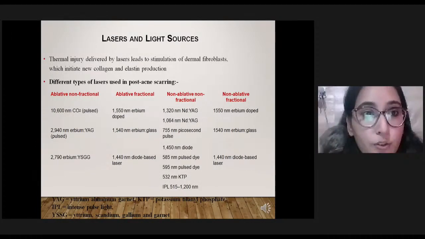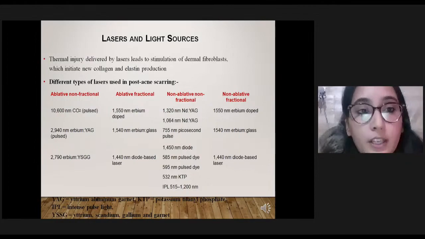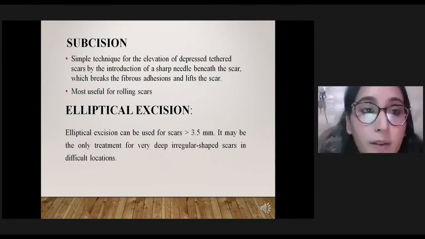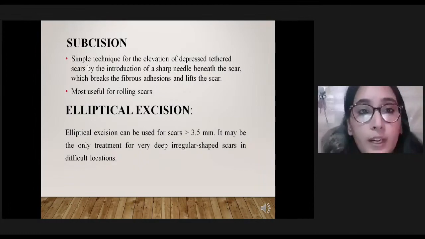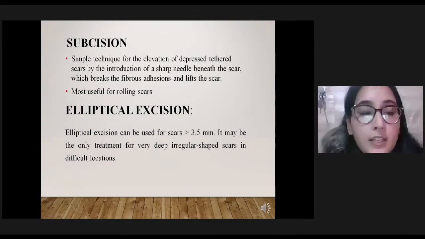Lasers and light sources. Thermal injury delivered by laser leads to stimulation of dermal fibroblasts, which initiate new collagen and elastin production. Different types of lasers used are ablative and non-ablative, which include fractional as well as non-fractional lasers. Subcision is most useful for rolling scars. It is a simple technique for the elevation of depressed tethered scars by the introduction of a sharp needle beneath the scar, which breaks the fibrous adhesions and lifts the scar up.